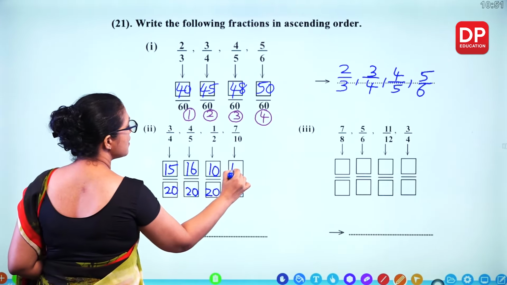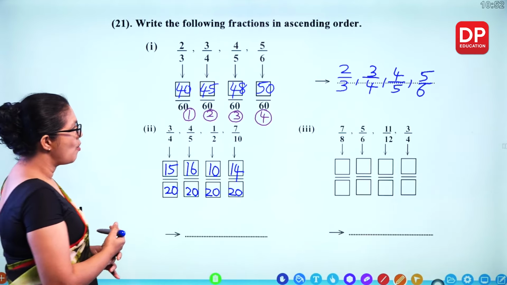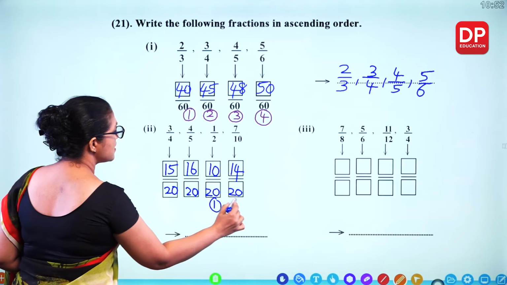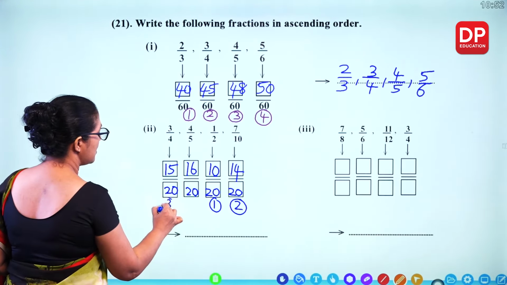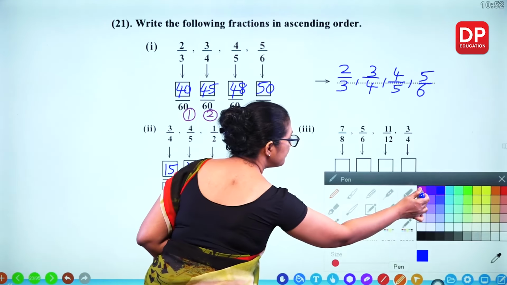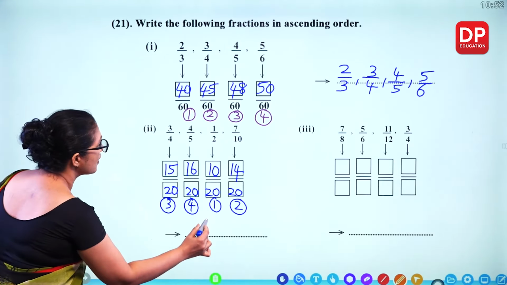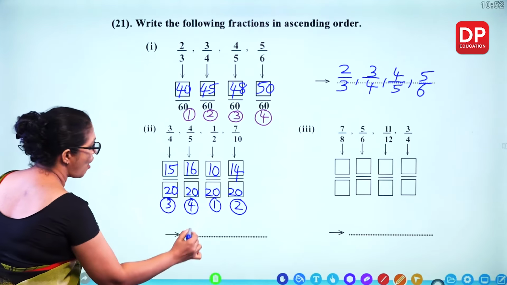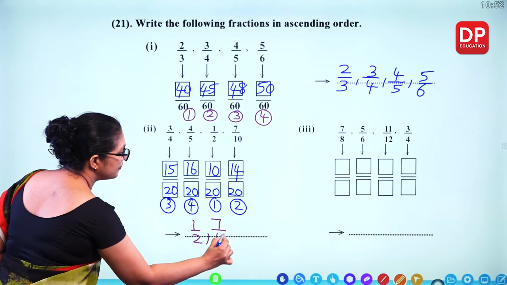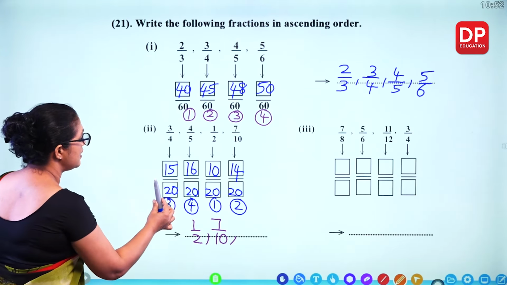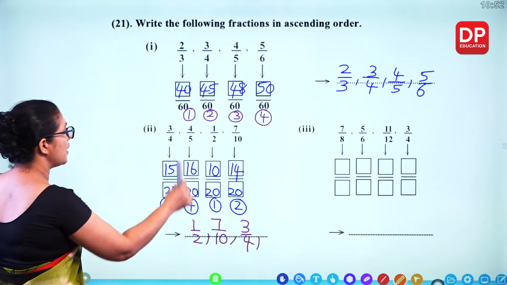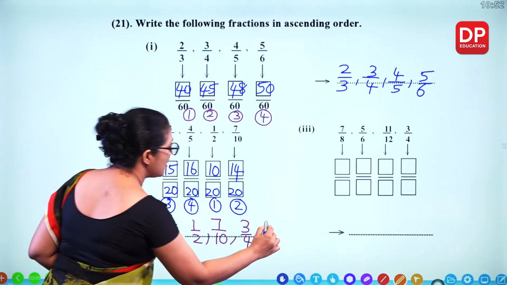2 times 7, 14. Now, what's the order? First one is here. Second here. Third here. And fourth here. So we'll write the numbers. First one is this half. Then second one is 7 over 10. Then third one is this 3/4. And fourth one is this 4 over 5.